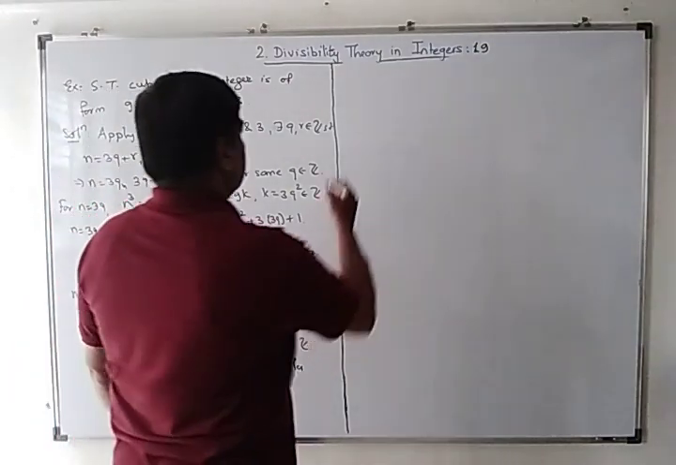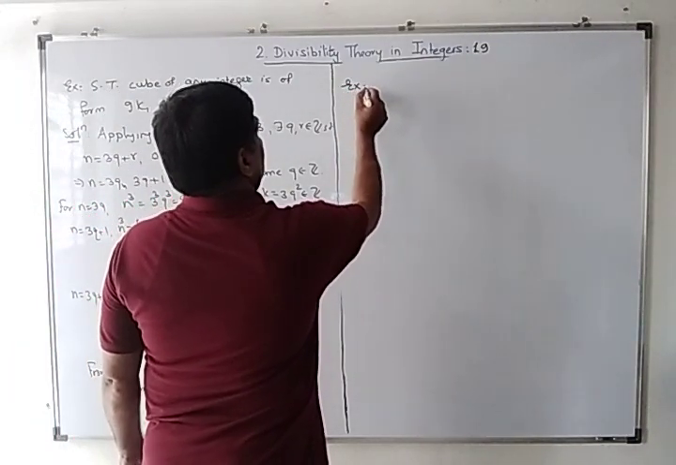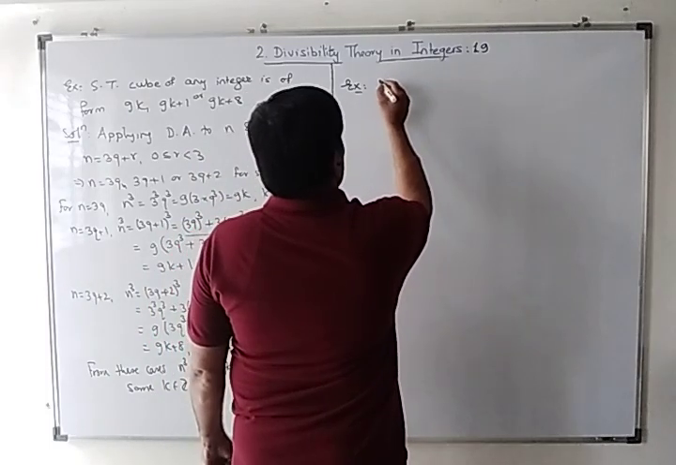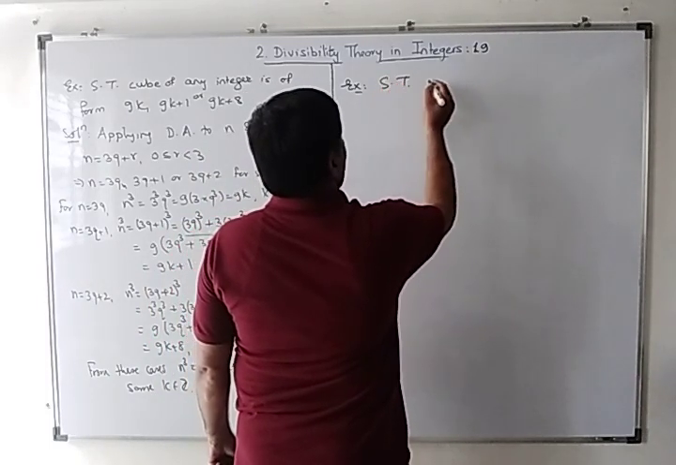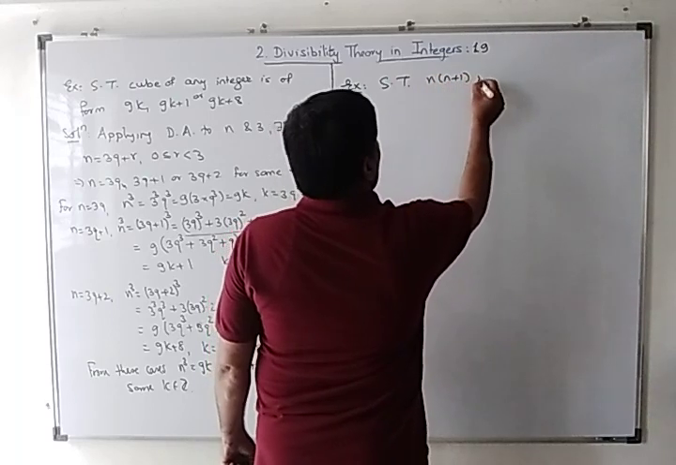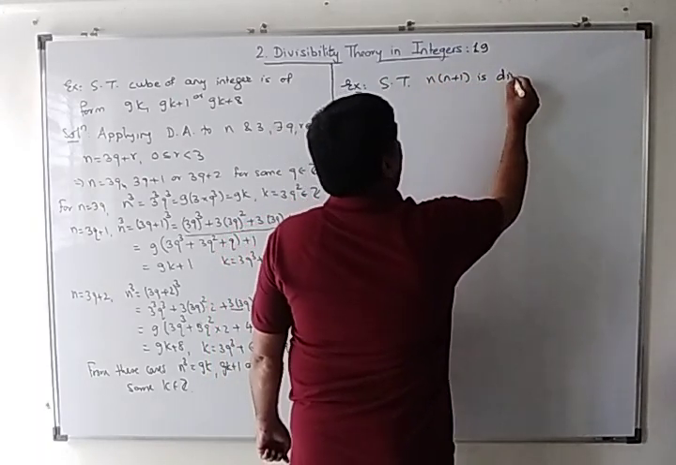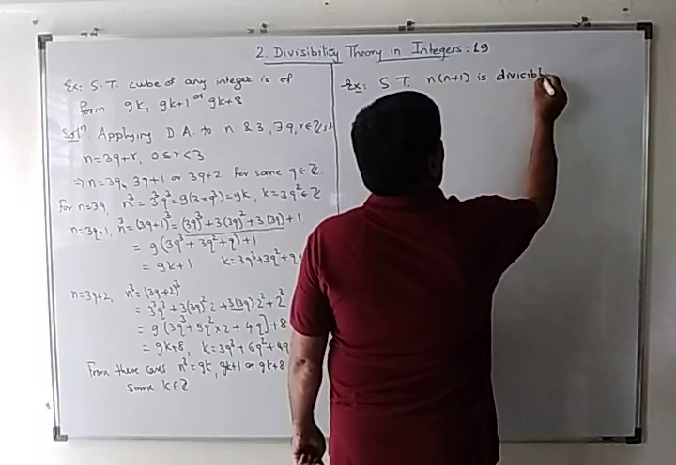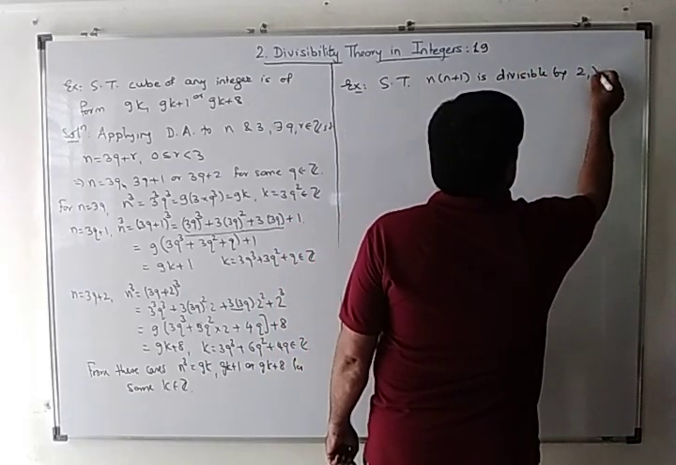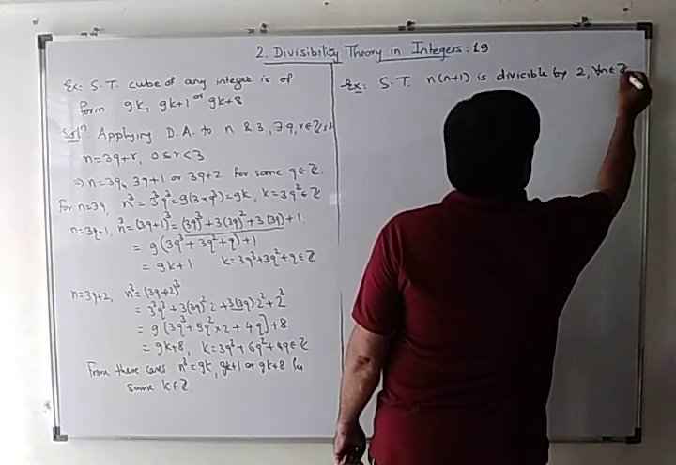Next example. Show that n into n plus 1 is divisible by 2 for any n belongs to Z.